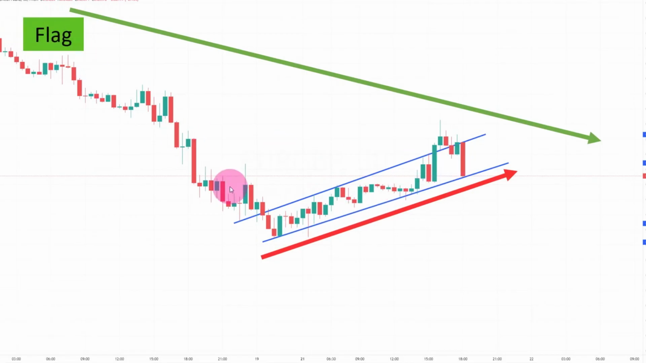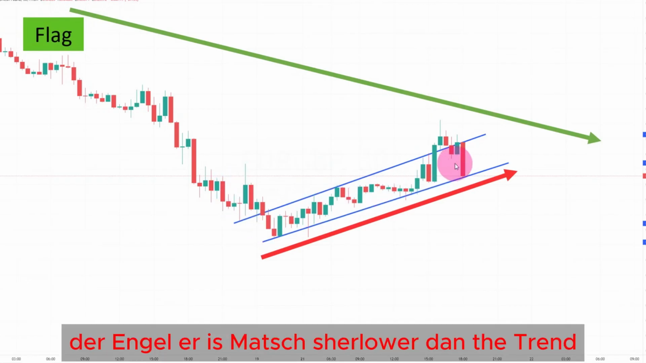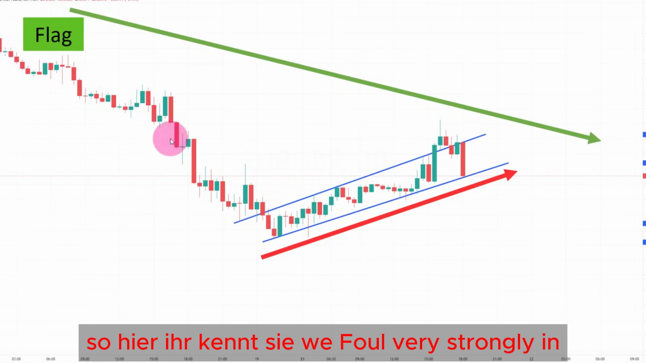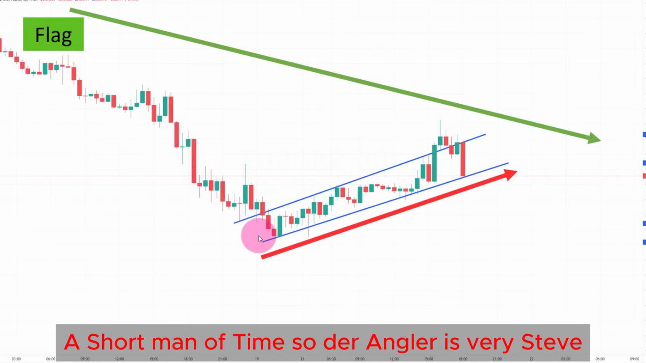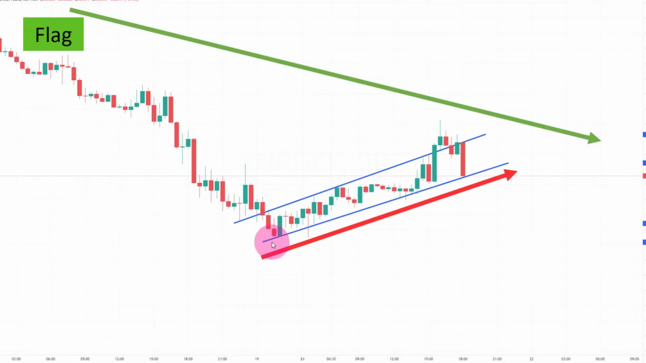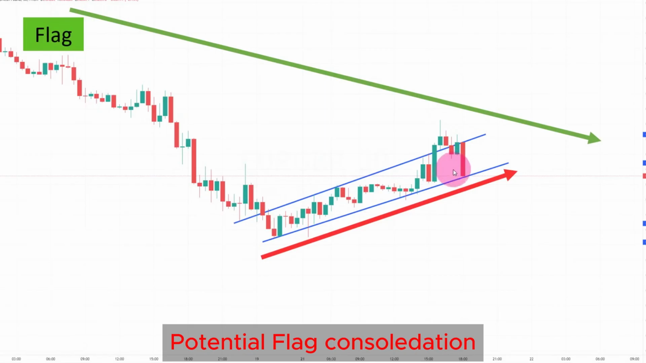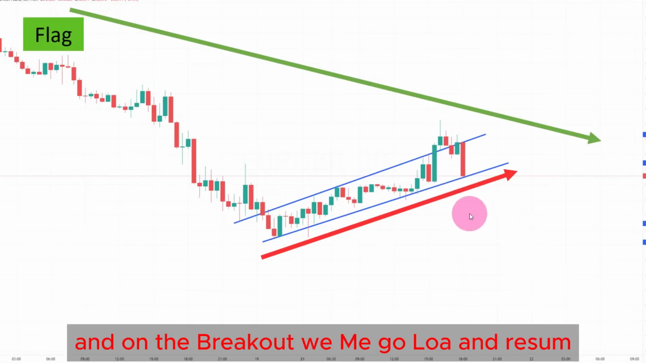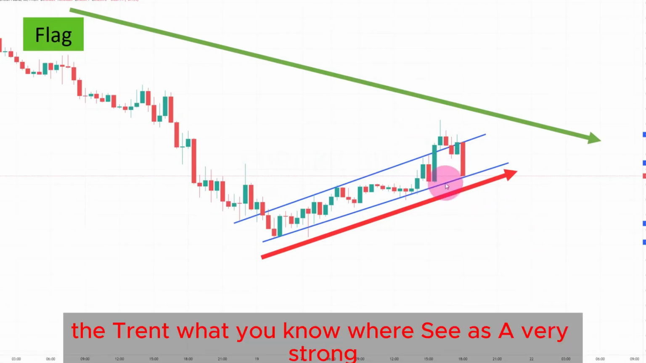One thing that is often common for a flag is that the angle is much shallower than the trend. So here you can see we fall very strongly in a short amount of time. So the angle is very steep. Whereas here, the angle is not as steep. It's not a very aggressive buying. And that distinction, the difference between how strong the buying is versus how strong the selling is, is also helping us understand, okay, this is actually or could be a potential flag consolidation, and on the breakout, we may go lower and resume the trend.